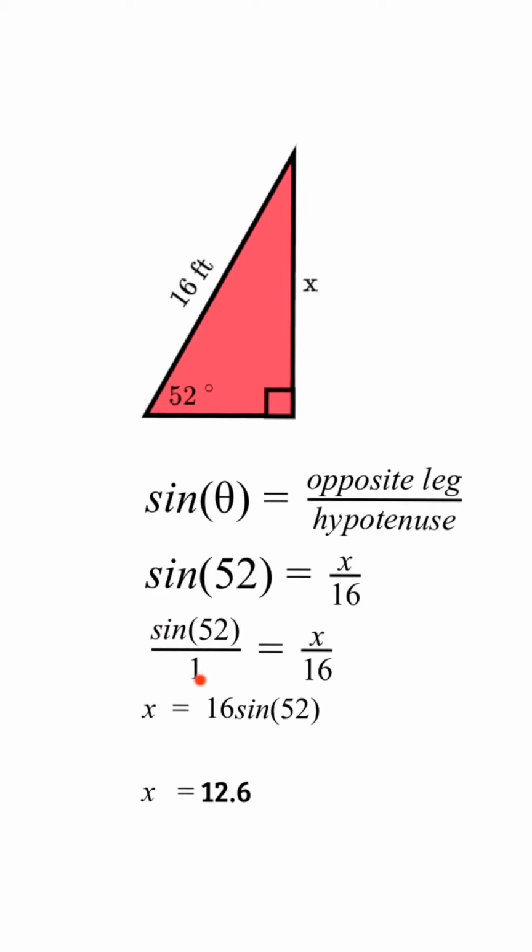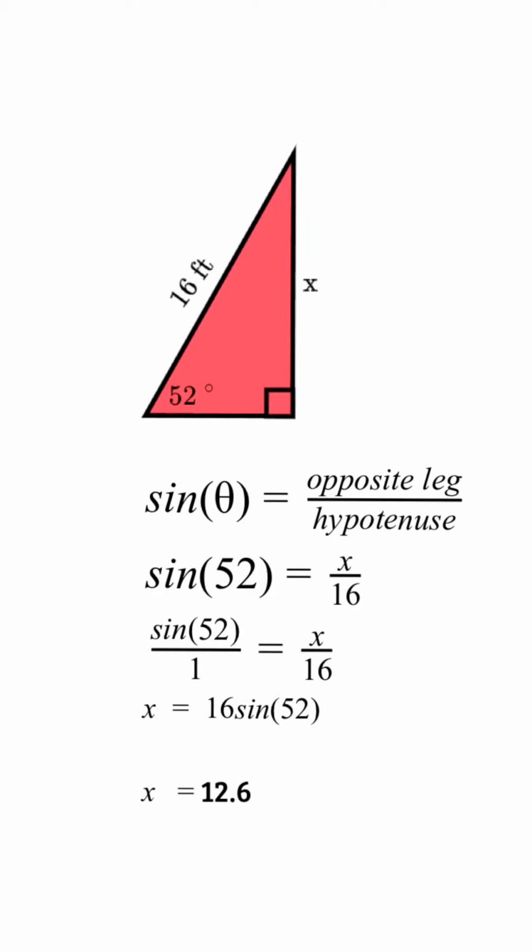So we have that 1 times x is equal to x. And then we're going to set that equal to what we get when we cross multiply in the other direction. So 16 times the sine of 52. For now, we're just going to leave it as 16 times the sine of 52, which is what that means when we put those two next to each other.